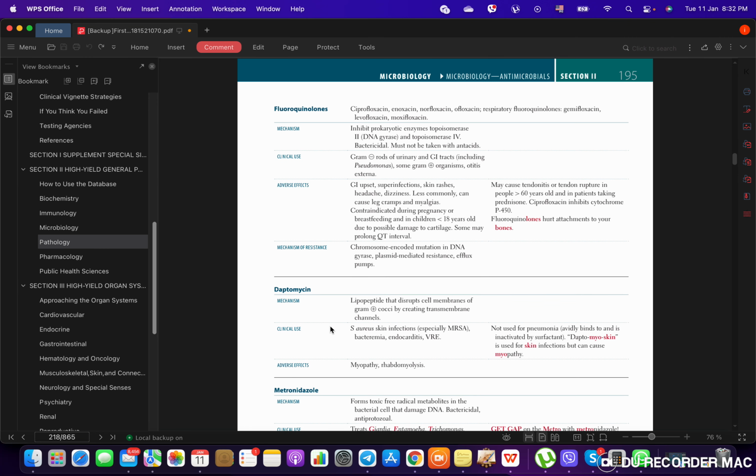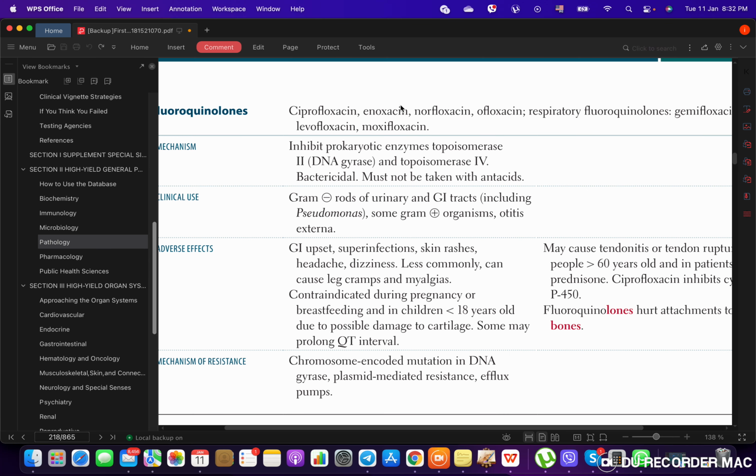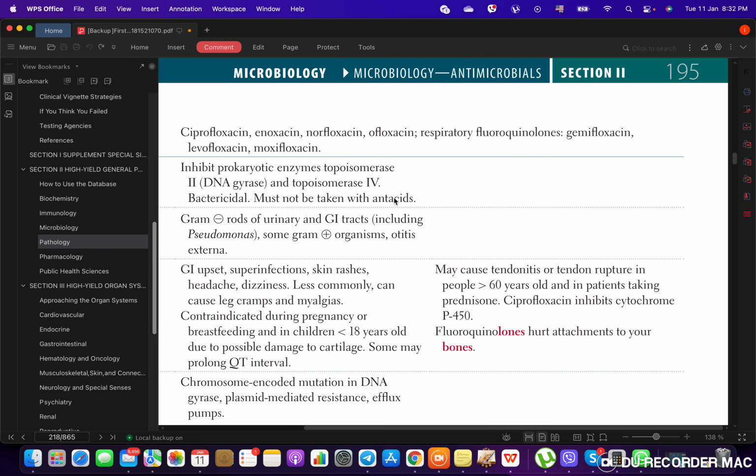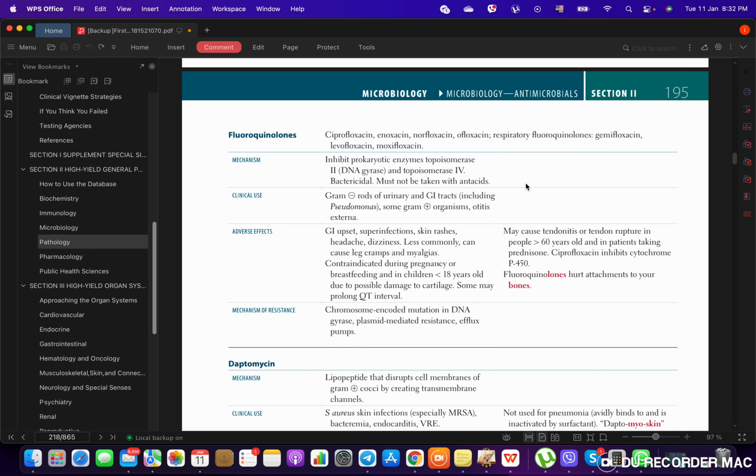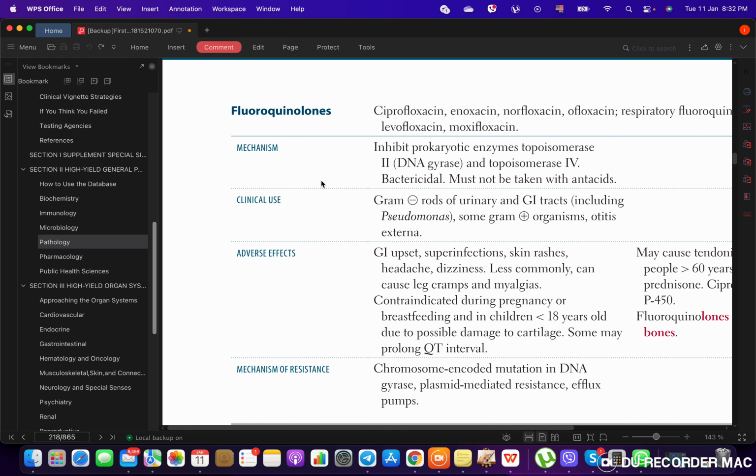So the next drug is going to be fluoroquinolones. So fluoroquinolones, all of these that end with floxacin: ciprofloxacin, enoxacin, norfloxacin, ofloxacin. Wow. And the respiratory fluoroquinolones like gemifloxacin, levofloxacin, moxifloxacin, a lot of floxacin. They inhibit the prokaryotic enzymes topoisomerase 2, also called DNA gyrase, and topoisomerase 4.